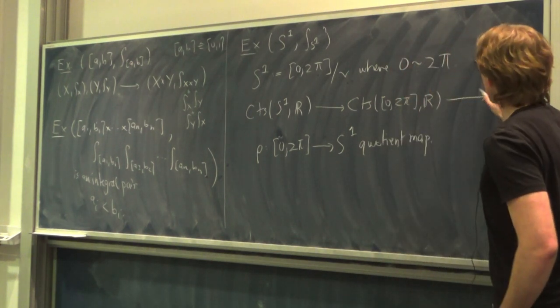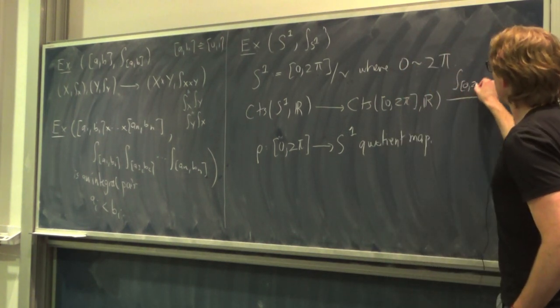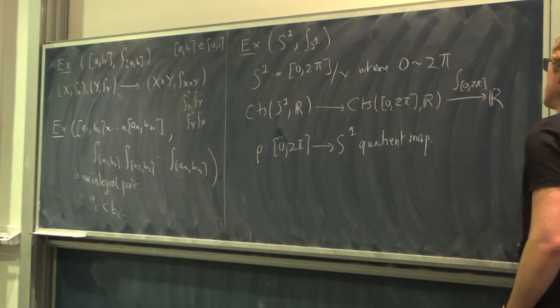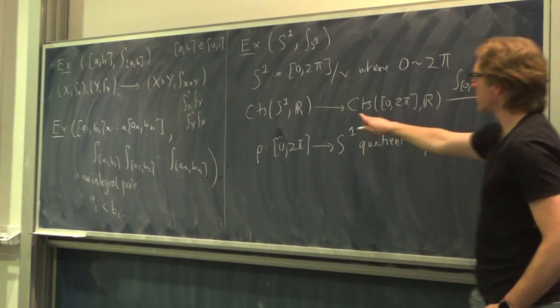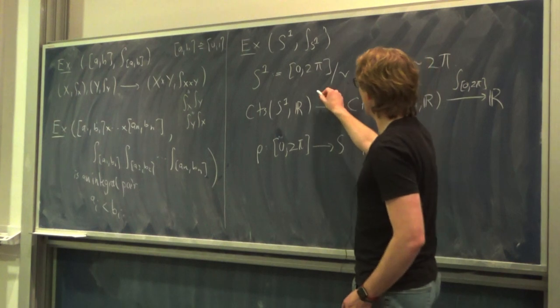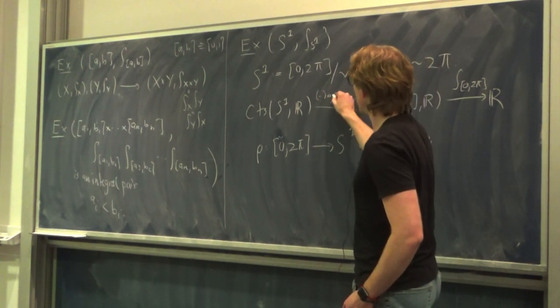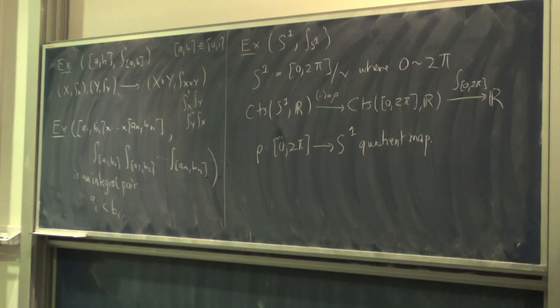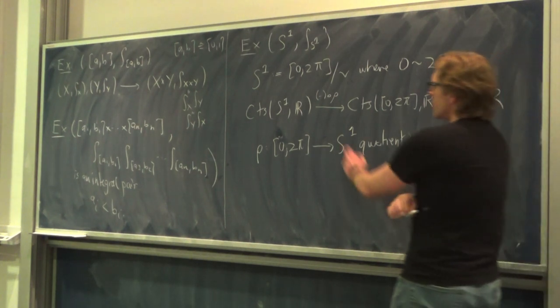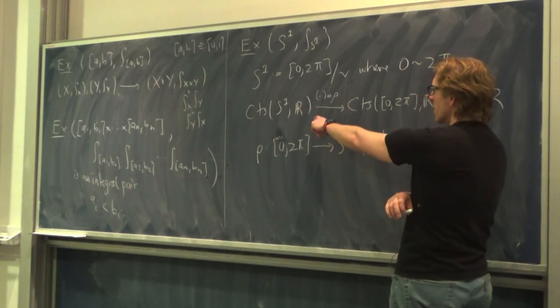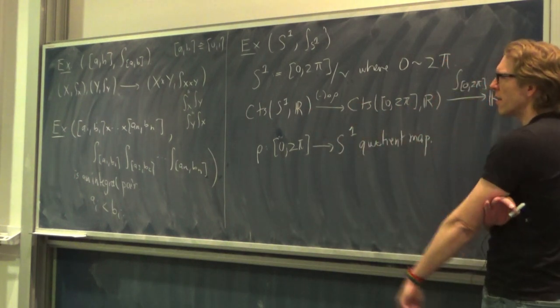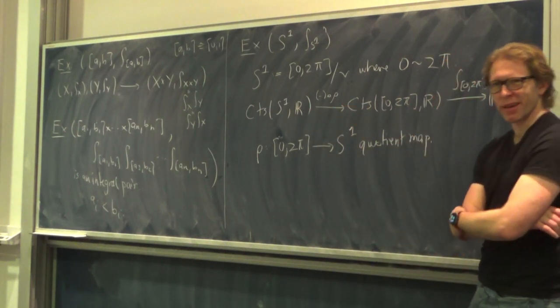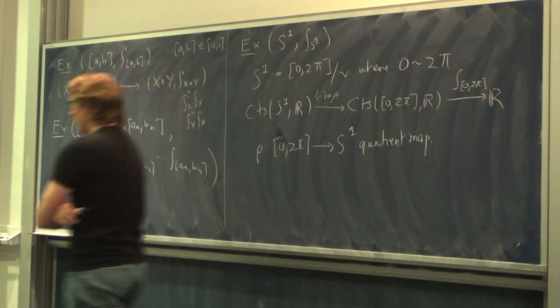And then I can use my functional there, and this here is just post-composition with rho. Okay, so it's easy to check that post-composition with something is linear, so that's a linear map, and then I just need to check the positivity constraints, but they're obvious, right?